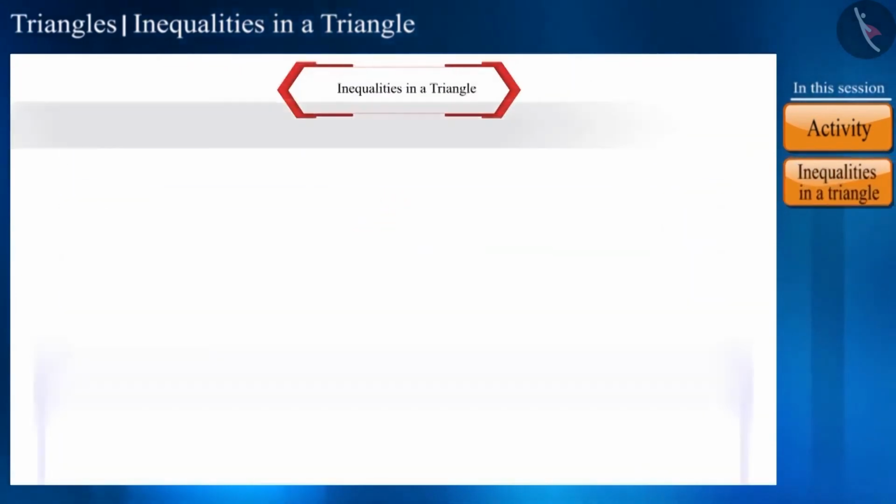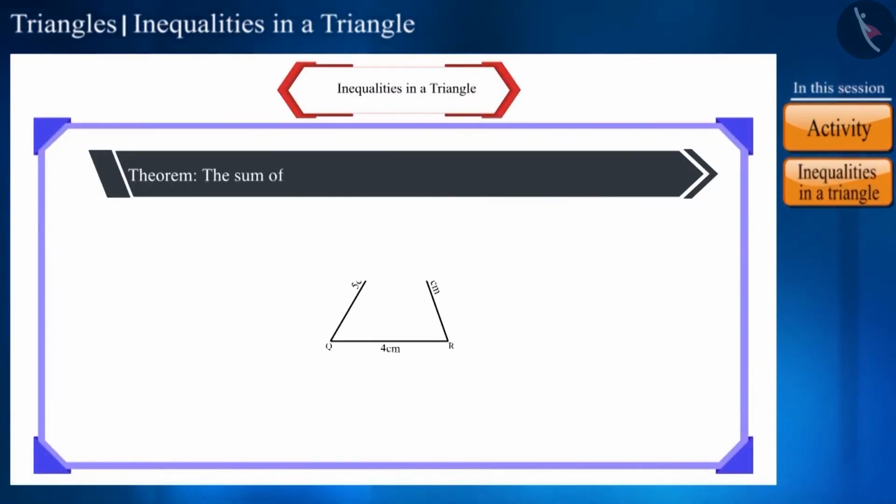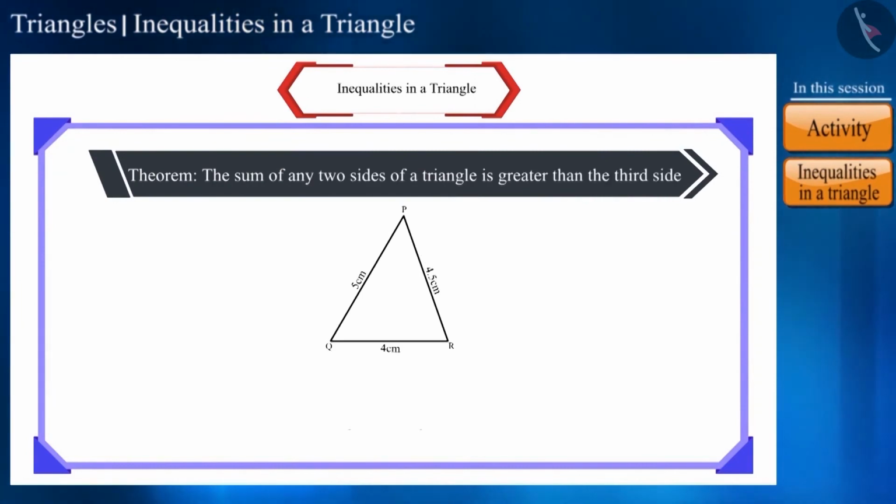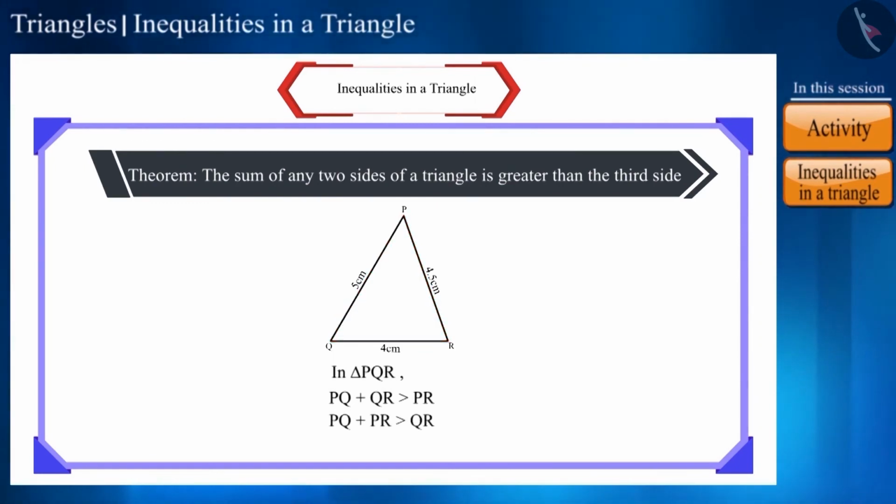And this is the theorem which says that the sum of any 2 sides of a triangle is greater than the third side. Therefore, we can say for triangle PQR that the sum of sides PQ and QR is greater than side PR. The sum of sides PQ and PR is greater than side QR. And the sum of sides QR and PR is greater than side PQ.